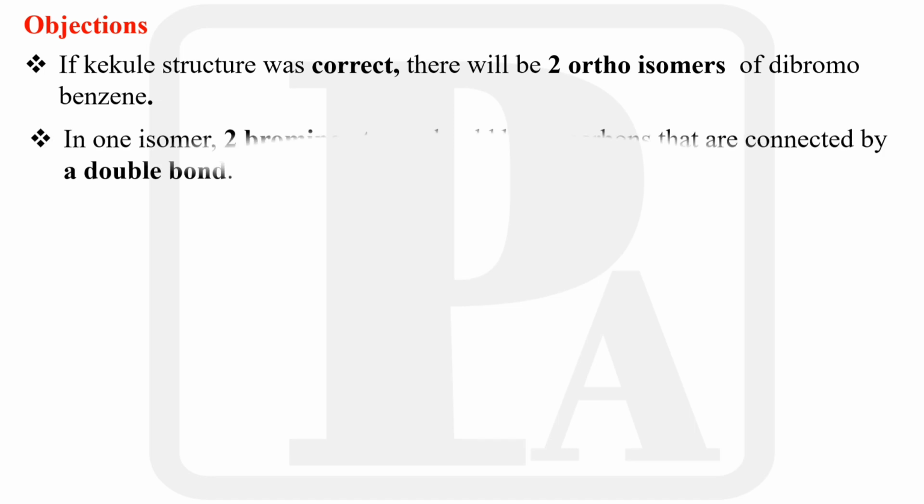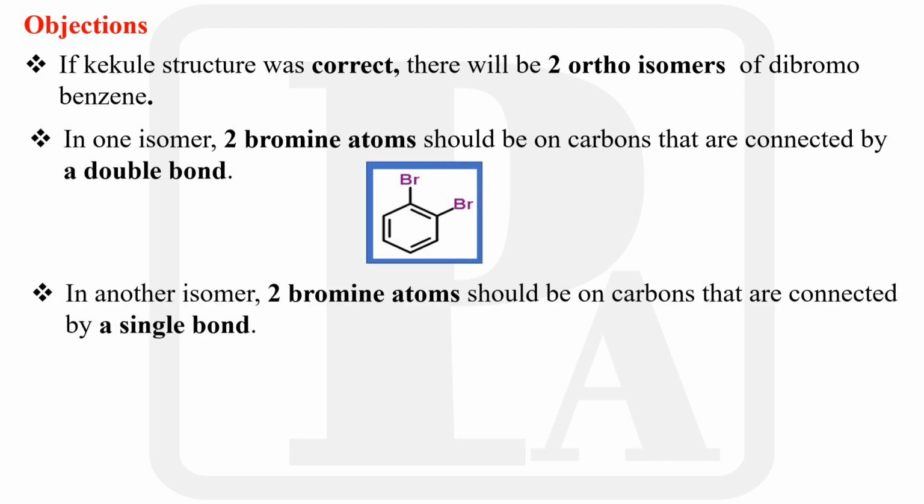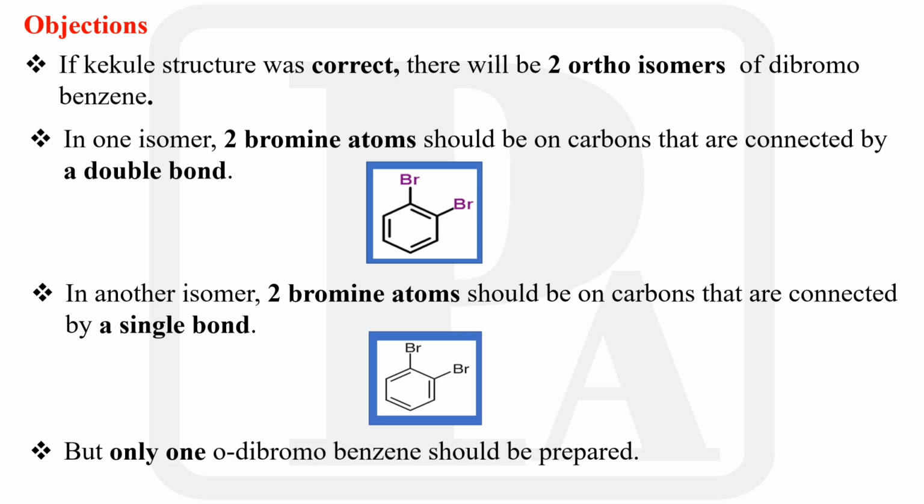Now we'll see the objections to Kekulé's formula. If the Kekulé structures were correct, we could get 2 ortho isomers of dibromobenzene. In the first isomer, 2 bromine atoms should be on the carbons that are connected by a double bond like this. In the second isomer, the 2 bromine atoms should be on the carbons that are connected by a single bond like this. But actually, we are getting only one isomer.